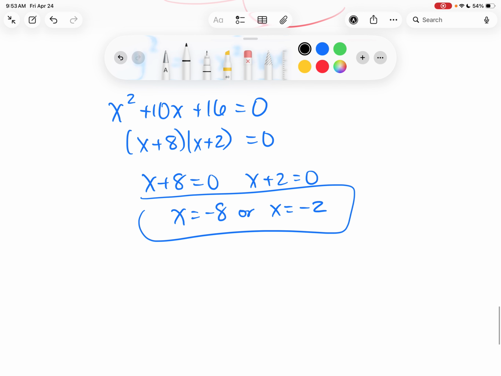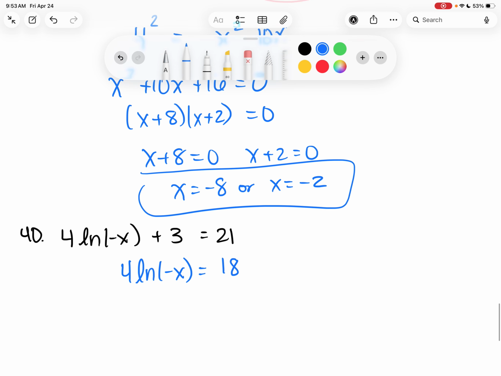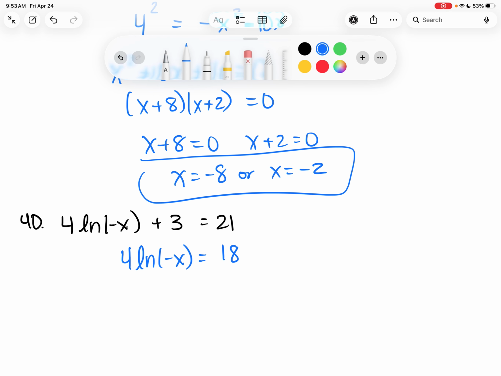Last one. 40. 4 ln of negative x plus 3 equals 21. Could we subtract like 3? Yep, I would subtract 3 first. So I've got 4 ln of negative x is equal to 18. Divide by 4. Ln of negative x is equal to 9 over 2.